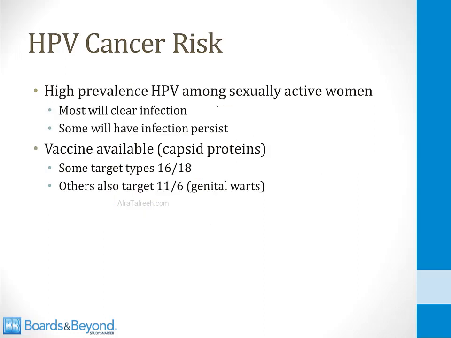As I said before, HPV is a sexually transmitted infection, so as you can imagine, there is a high prevalence of HPV exposure among sexually active women. Now, most women will clear the infection, but some will have the infection persist, and among those who have the infection persist, some of them will go on to develop neoplasia of the cervix. There is a vaccine available. It's made from capsid proteins of the virus. Some target the cancer-causing types of virus like 16 and 18, and other vaccines target the genital warts-causing versions of HPV like 11 and 6.